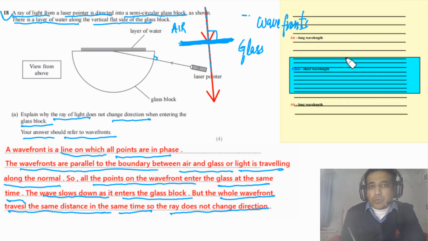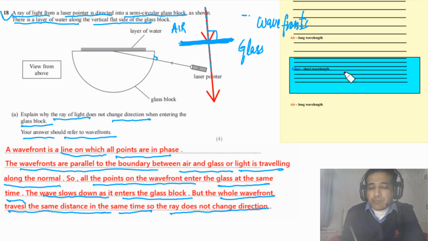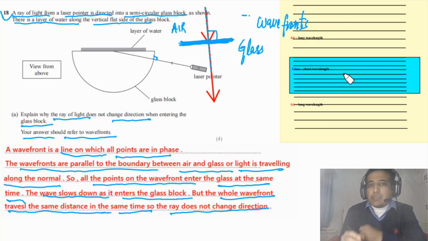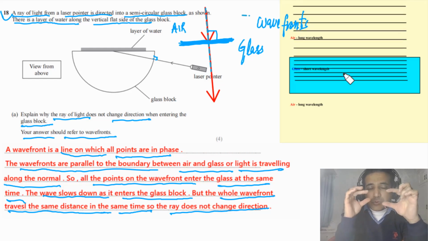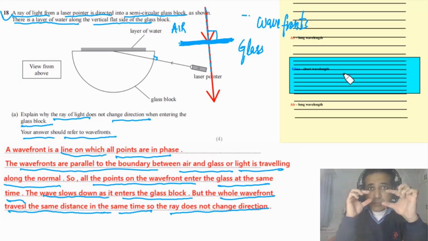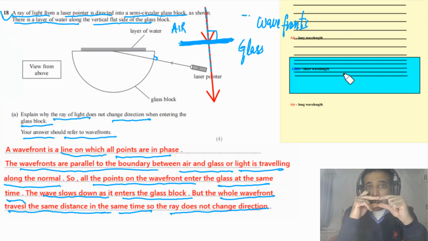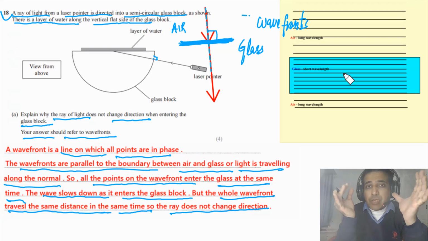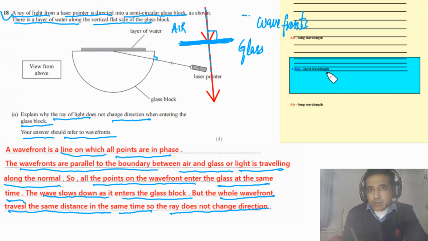Now one thing more, let me explain to you. If you look at the gap between wavefronts in air and in glass, you see in glass the gap between them decreases, and the distance between two wavefronts represents the wavelength. If the wavelength gets shorter and the frequency is the same, it means the speed decreases. So this is telling you the speed decreases when they enter the glass.